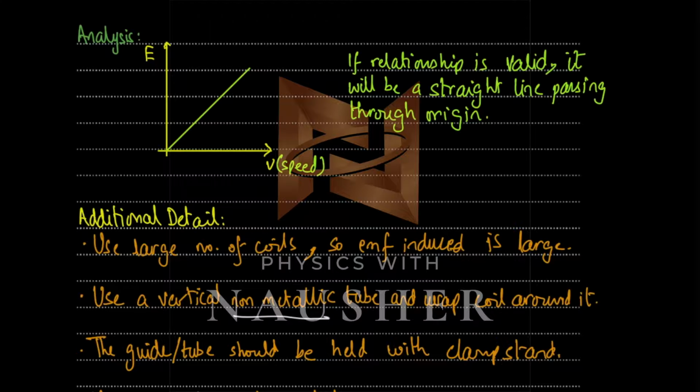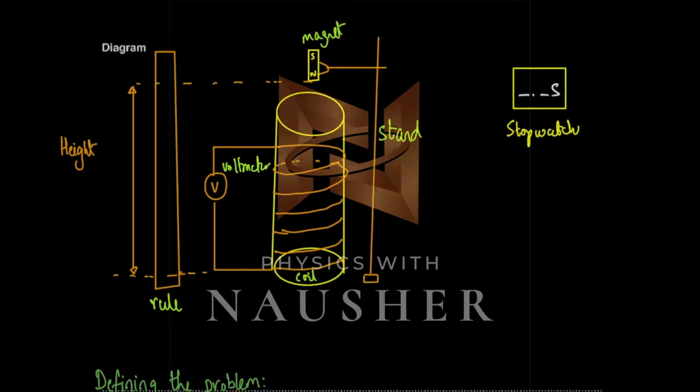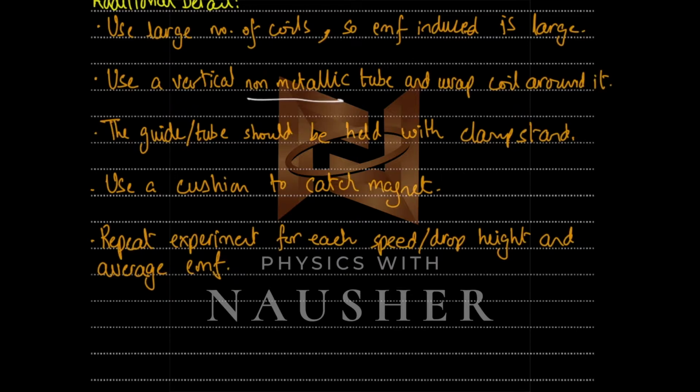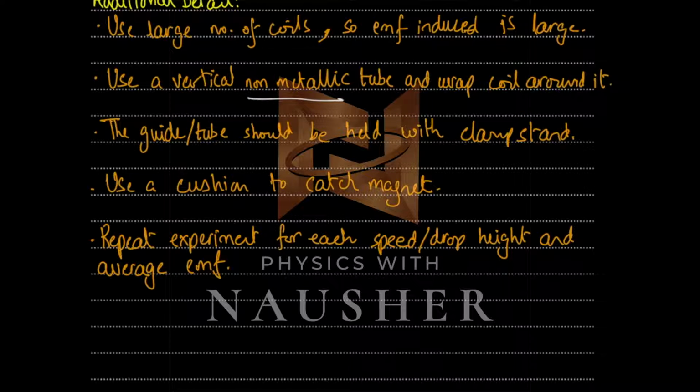So, we're saying that this coil, it's very difficult to make the coil vertical, right? So, wrap it around a tube, tie it around the tube, and make sure that the tube is vertical. You could make another stand if you want to, or you could just leave it and write that point like I have written over here, that we will use a stand to ensure that the guide or the tube is straight. And then use a cushion to catch the magnet.